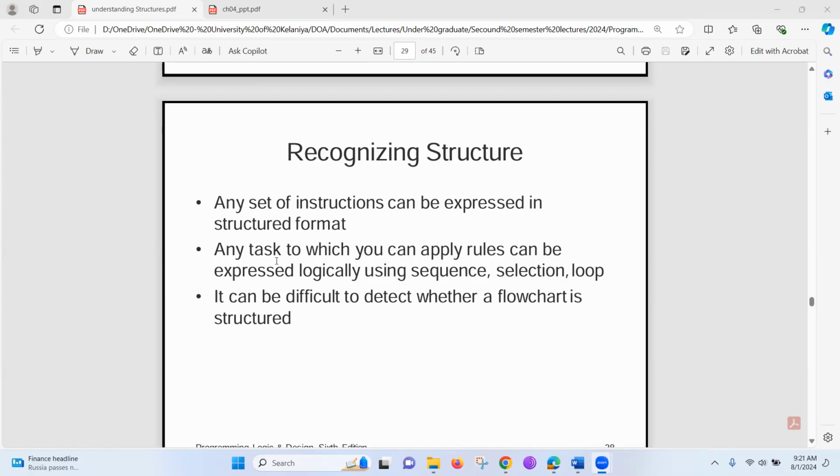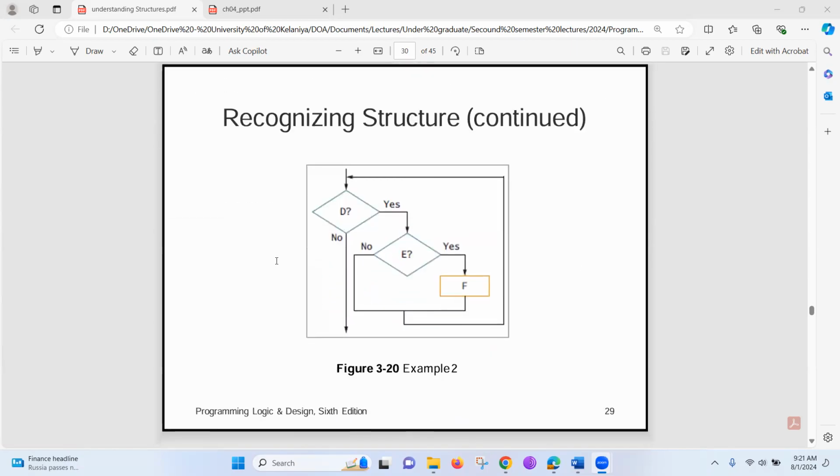It can be difficult to detect whether a flowchart is structured. Yes, sometimes there are some problems. By looking at this, please tell me whether it is a structured format or not. Anyone? After completing this session, we can conduct our quiz, right? There are a few slides to complete. What is your idea? Is it a structured one or not? Can you identify any error? Logical error or something? What is your idea?